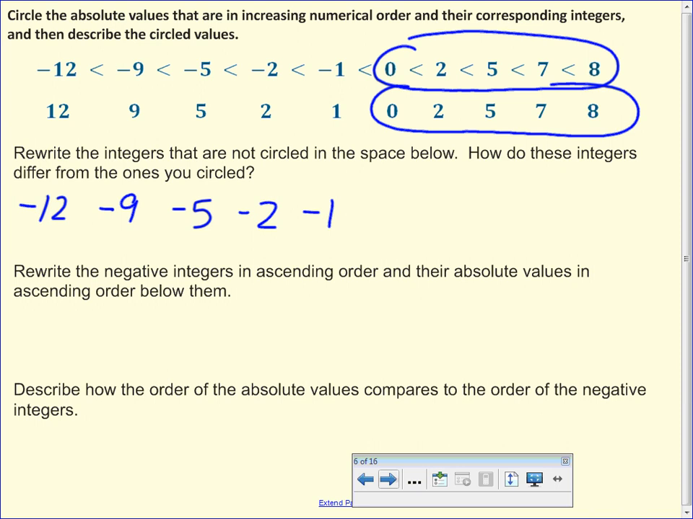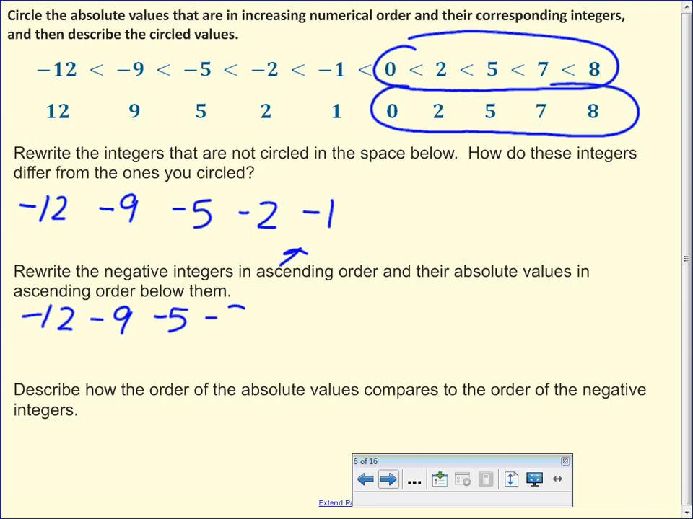Now it asks us to rewrite the negative integers in ascending order. What does that mean? Does that mean greatest to least or least to greatest? Think if you're ascending a hill or descending. I know when I go skiing next week, I'd much rather be descending than ascending. Ascending order means going up, because descending means going down. So let's rewrite the negative integers in ascending order and their absolute values in ascending order below.